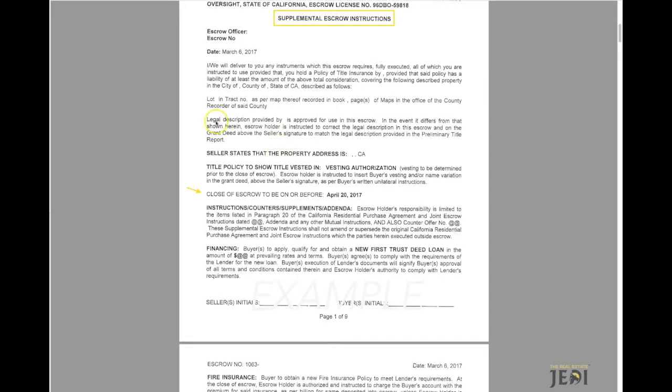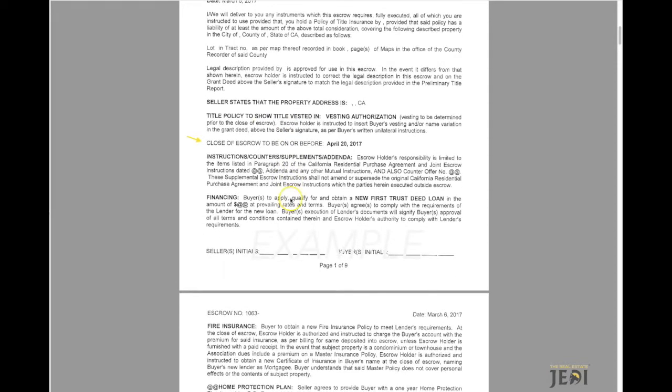Under your supplemental escrow instructions, make sure you review this entire document in its entirety. Make sure you address any concerns, or if you see anything that you think is incorrect or any errors, please bring that up to your escrow officer or to your agent. But please make sure you review this in its entirety.